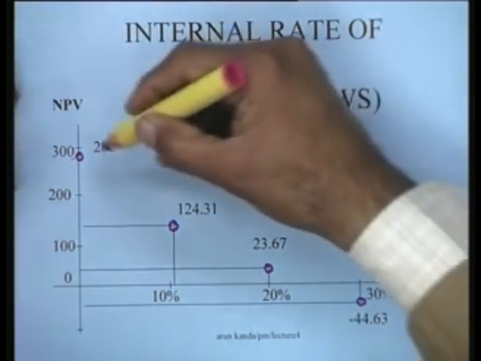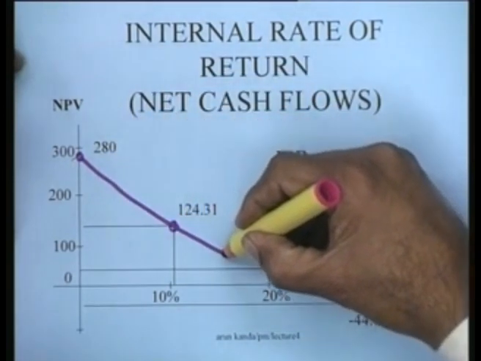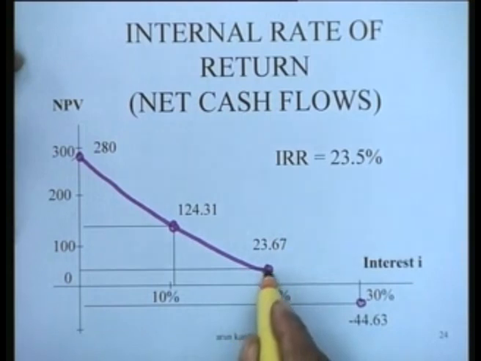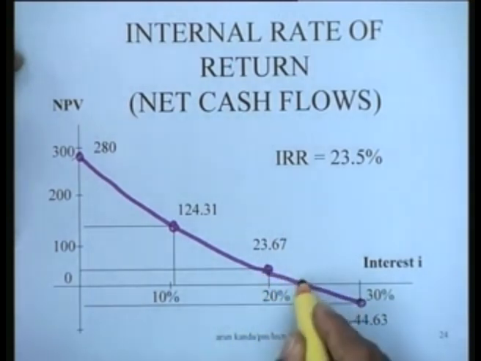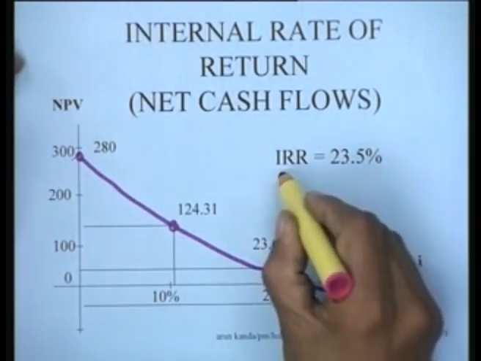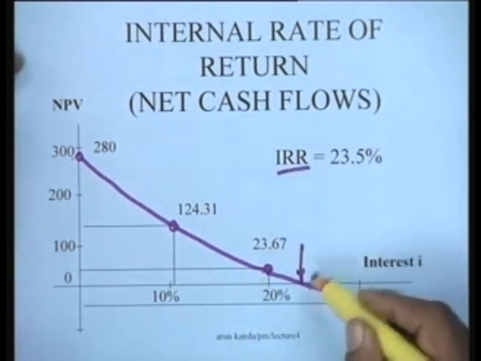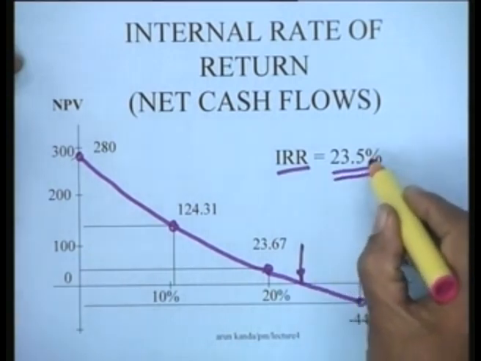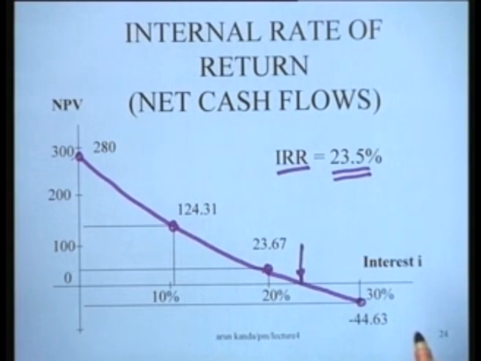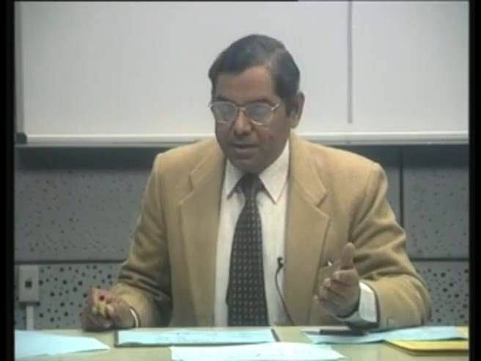So we have these points. In this particular situation, one can again join these points and estimate that particular value where you cross this axis here. This is your IRR. The IRR in this case works out to be 23.5%. So 23.5% is now the IRR. Do you recall what it was for the previous case? 30.3. That's right. It was something like 30.3%.